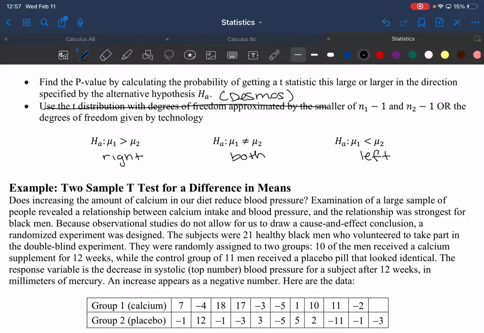Okay, so everyone should have Desmos open. If you don't, look off of your bestie.